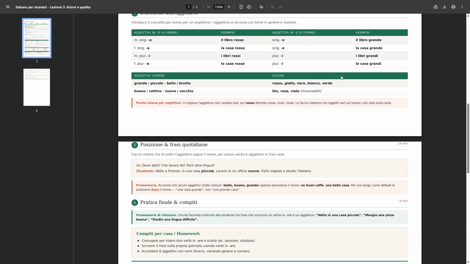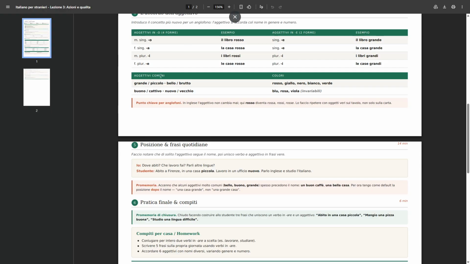So I'm not going to go through all of them. But when you have a singular masculine noun, you use a singular masculine adjective. Same thing if it's feminine and singular: a feminine singular adjective as well. And if it's plural, the same.